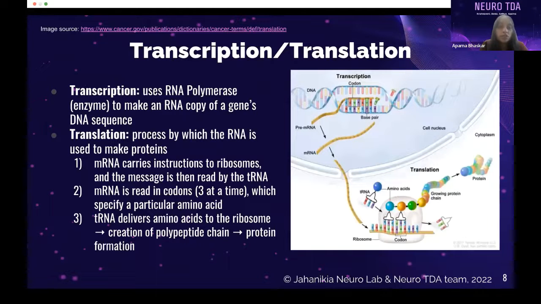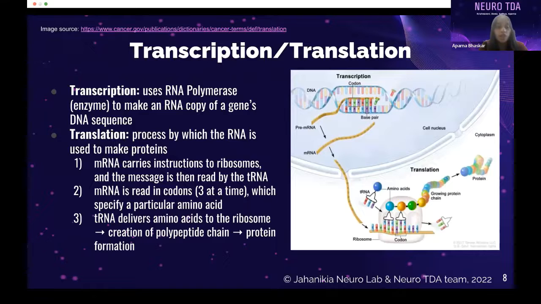There are two steps in gene expression: transcription and translation. The first step is transcription, which basically uses RNA polymerase, an enzyme, to make an RNA copy of a gene's DNA sequence. Translation, on the other hand, is the second step, and it is a process by which the RNA is used to make proteins.